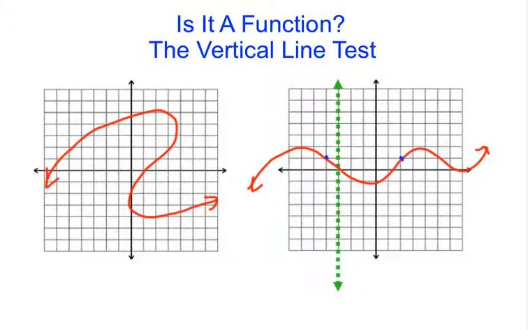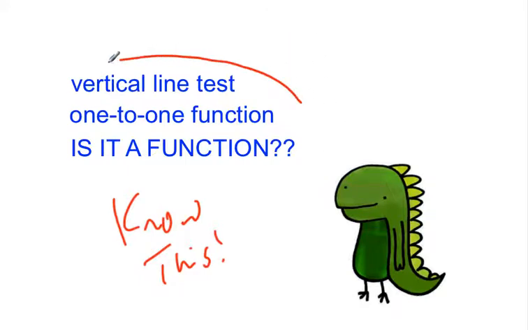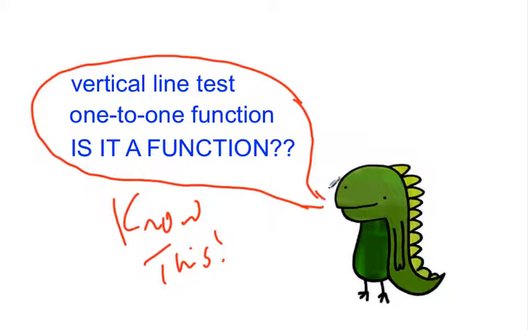All right, so let's wrap things up. Know this. Our little dinosaur friend wants us to know this stuff right here. What is the vertical line test? How can we use it? What does it mean to have a one-to-one function? And how do we test if it is a function or not? Know that, answer the Google form, and we'll see you soon.